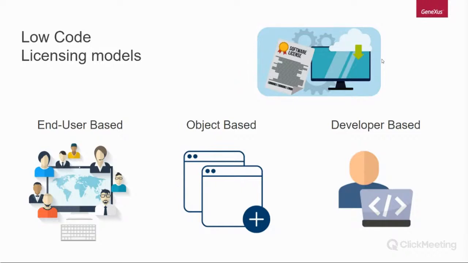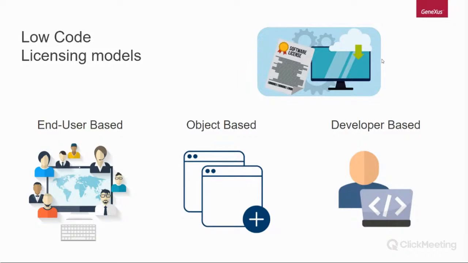Now we have the object-based licensing model. Applications created in low-code platforms are a sum of different objects. Most of the low-code platforms are object-oriented, and many of the platforms nowadays have licensing models regarding the size of the project. So there are cases in which you will have to pay based on the amount of objects that your project has.